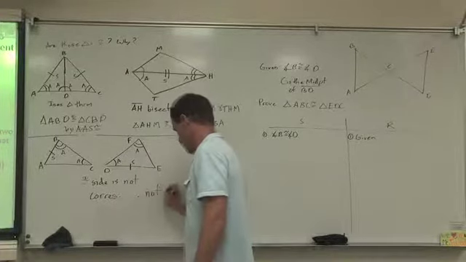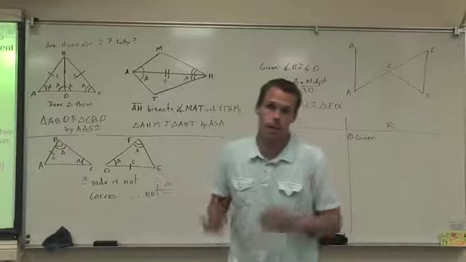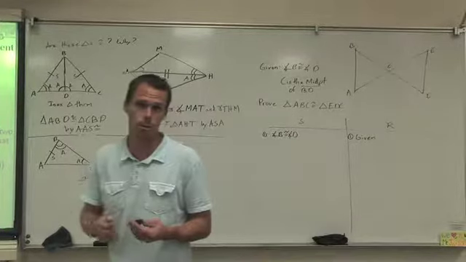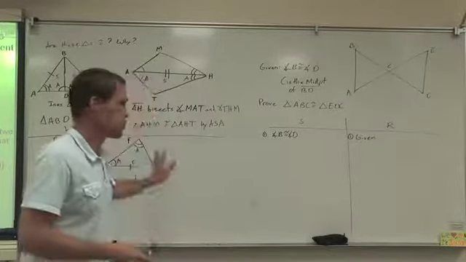Therefore, not congruent. And we're done. These triangles are not congruent, so we move on. We cannot prove them to be congruent. We say that they are not.